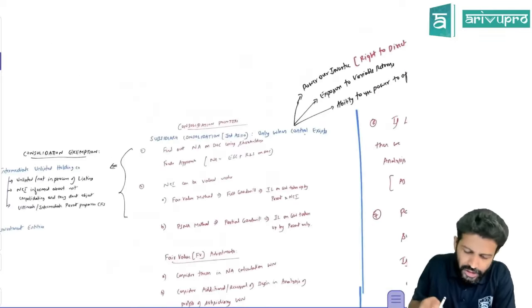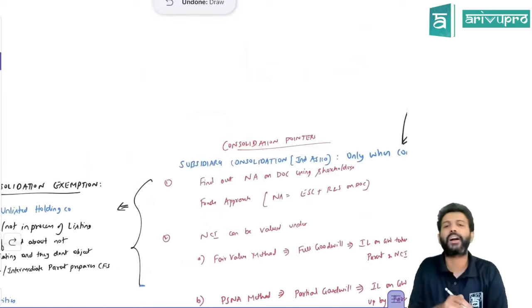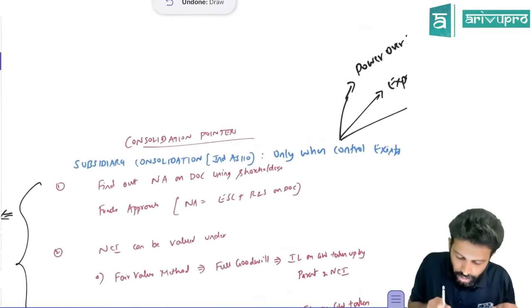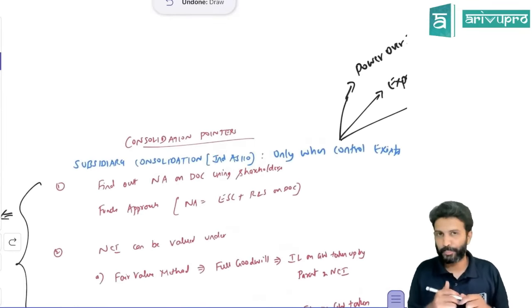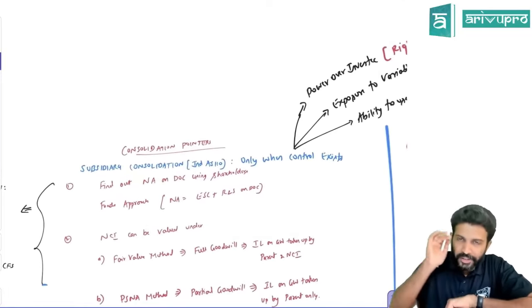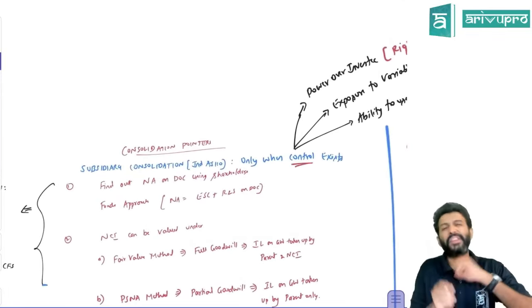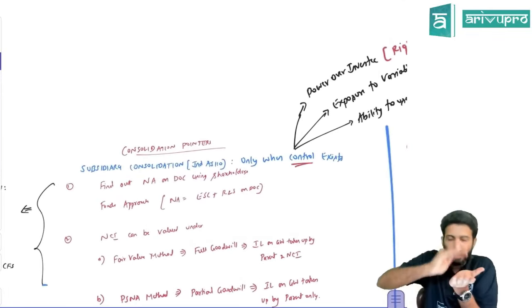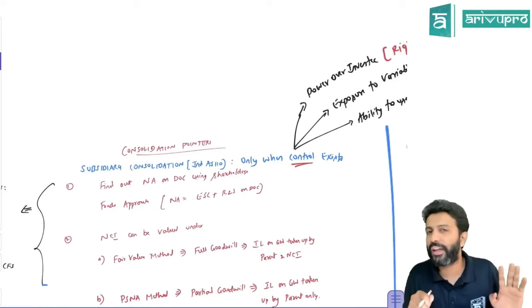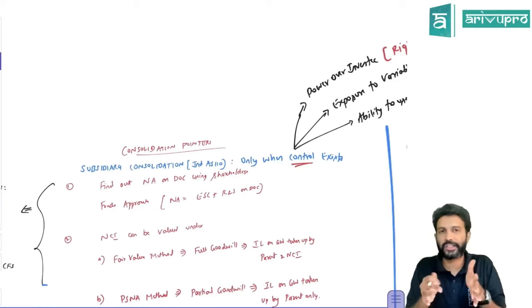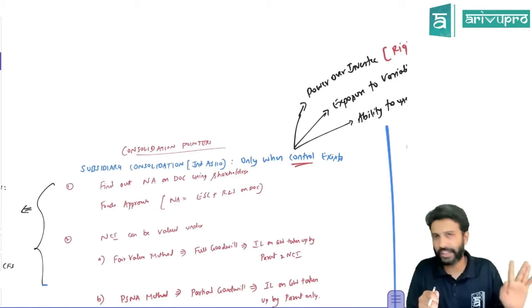Then we will dive into consolidation. And first we will talk about subsidiary consolidation. Subsidiary consolidation is given in Ind AS 110. Sir, subsidiary consolidation happens only if control exists. Only if one company controls the other company does the preparation of consolidated financial statements become necessary. Otherwise, it is not necessary.